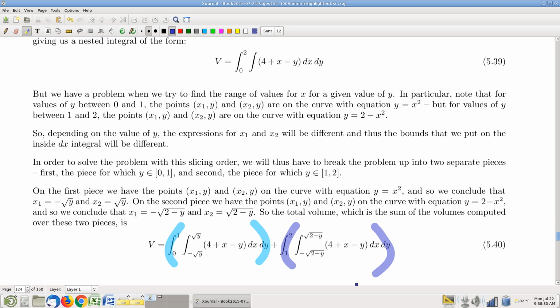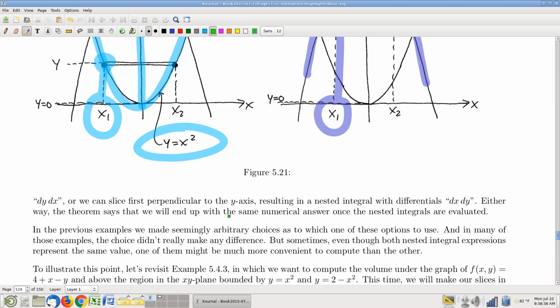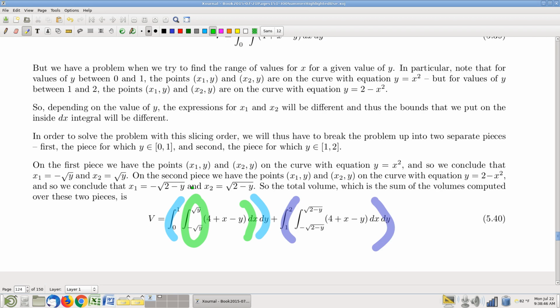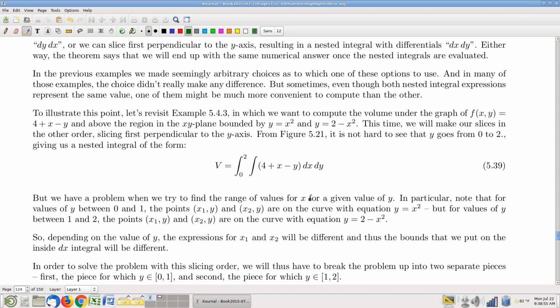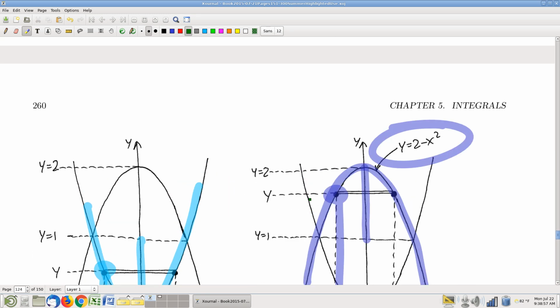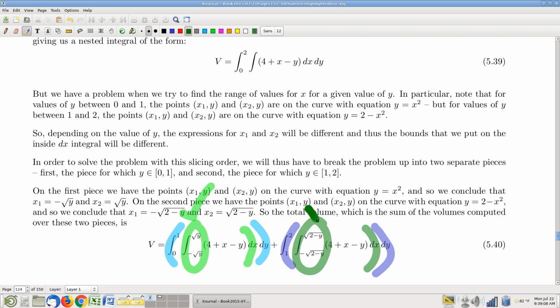Notice the formulas. The bounds on x for the low values of y come from this equation. Solving for x, you get plus or minus square root of y. There they are. Whereas, looking at the large values of y, you get these bounds for x because you're solving for x in this equation. Solve for x, and you get plus or minus square root of 2 minus y, which again, you see right there.